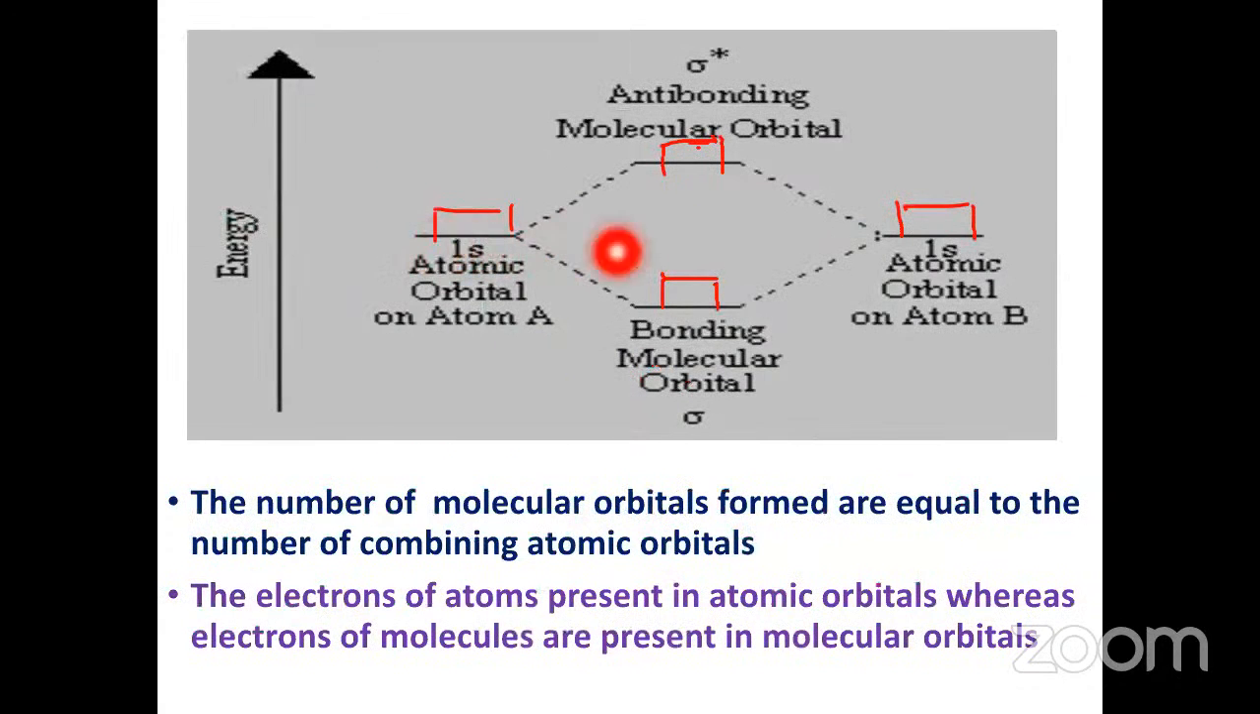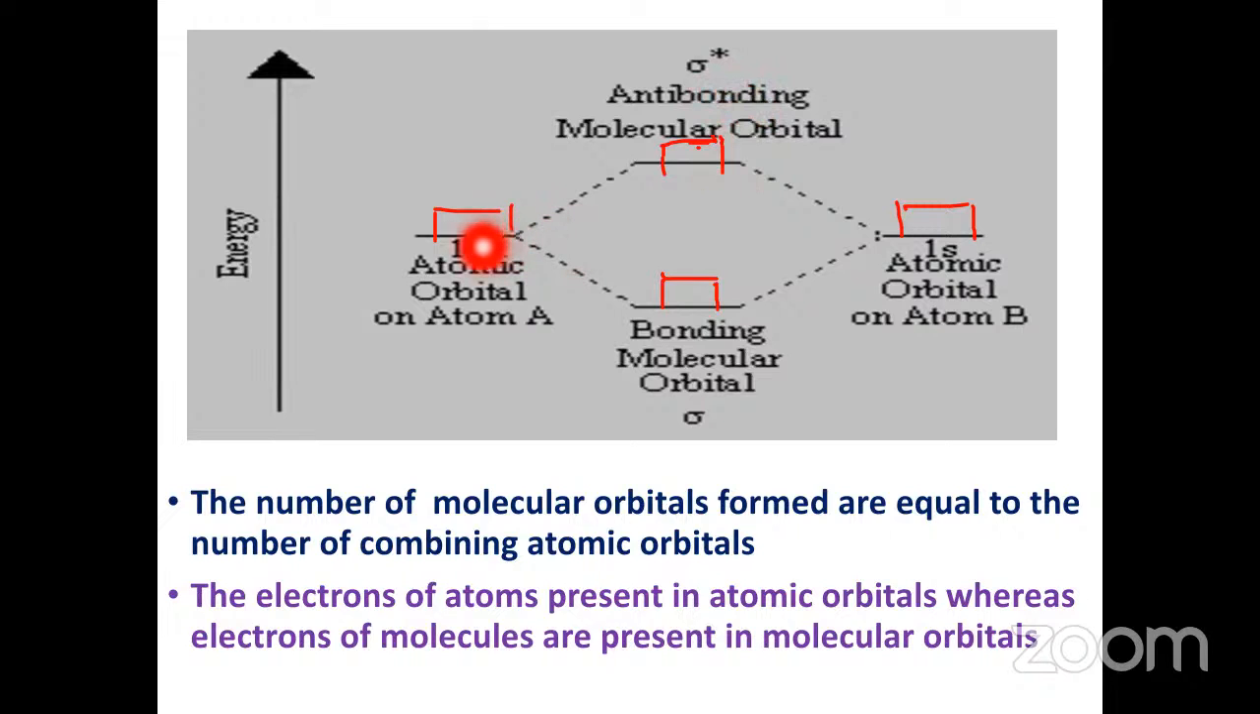These are the atomic orbitals. These atomic orbitals undergo combination to form these molecular orbitals. These molecular orbitals are bonding molecular orbitals and anti-bonding molecular orbitals. Here the bonding molecular orbitals have less energy and greater stability. These are denoted with sigma and pi. These are anti-bonding molecular orbitals. Anti-bonding molecular orbitals have higher energy and lesser stability. These are represented with sigma star and pi star.